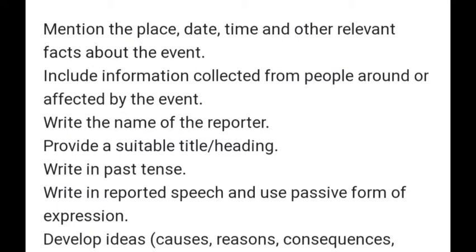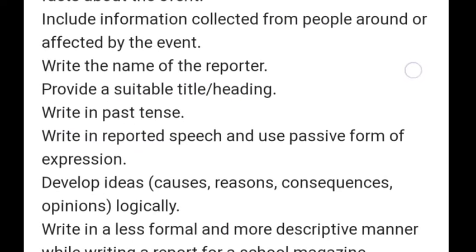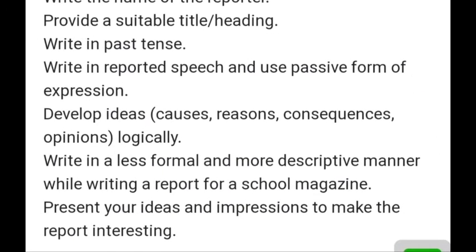Develop ideas. You have to develop the ideas and the reasons. You have to give a logical reasoning for everything. Write in a less formal and more descriptive manner. You don't have to be formal; words like "respected" and all those are not required. You have to be very descriptive, especially when it is for a school magazine. Write your ideas and impressions to make the report interesting.